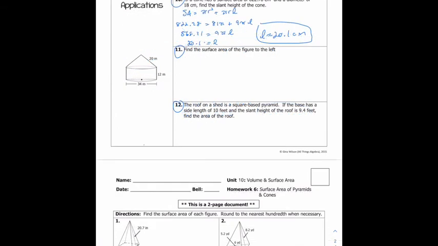So for number 11, it's a little bit tricky. You're going to see we have to take the surface area of this whole shape right here. And we can only do the outside, which means we can't include this. This is inside the three-dimensional shape. So we can't include that when we're finding the surface area of the cone, and we can't include that when we're finding the surface area of the cylinder.